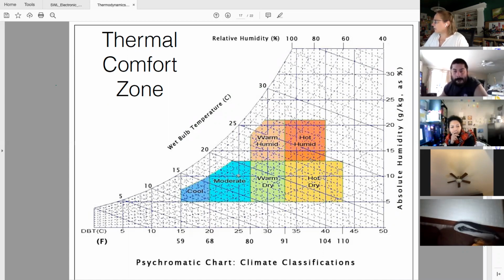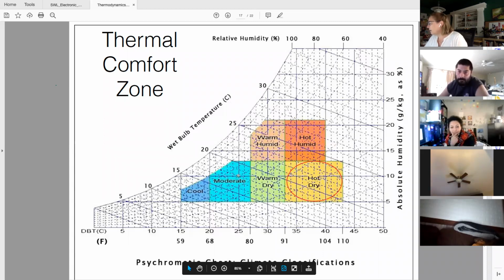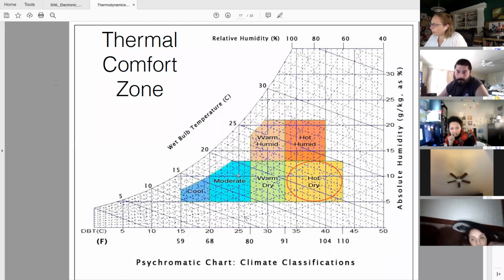So, super hot, dry weather, over 90, up to 110, but with really low humidity. So we have, if this is 100, 90, 80, 70, 60, 50, 40, 30. So this line here, let me draw the line. This is the 30 percent relative humidity line. So less than 30 percent, over 90 degrees, it's hot and dry.